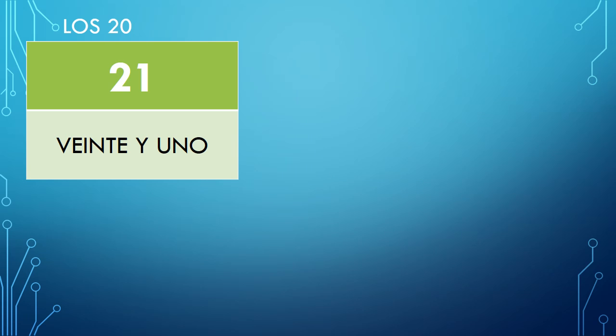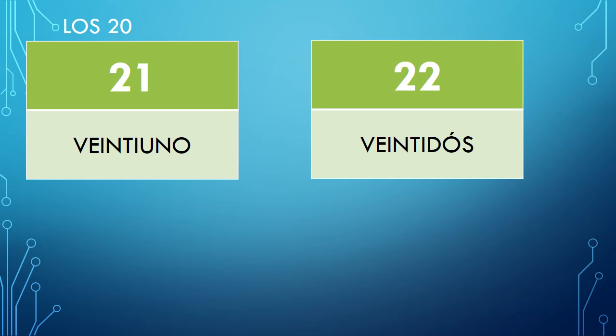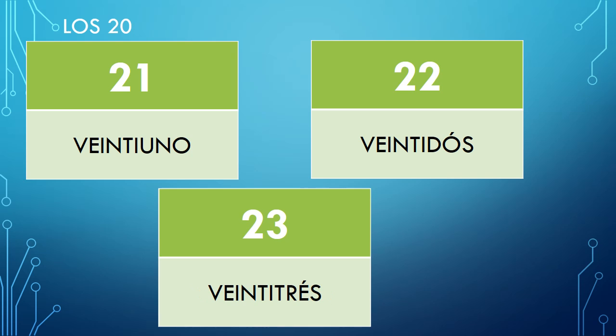So 21, veinte y uno, it gets smashed together so that we drop the letter E, and then the Y becomes an I, and it all gets smashed into one word. So it's veintiuno. 22 becomes veintidós. And we had an accent there because the last letter is an S. So 23, veintitrés, and we put an accent there also.